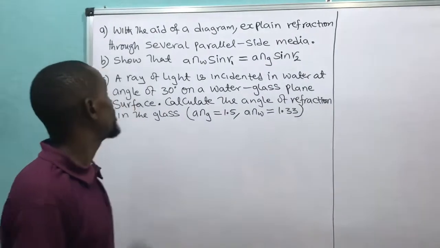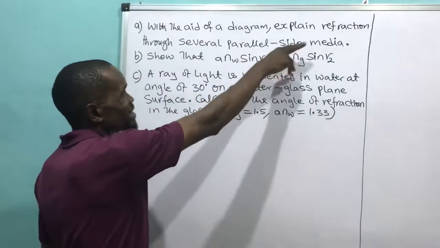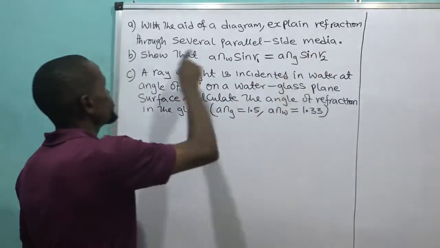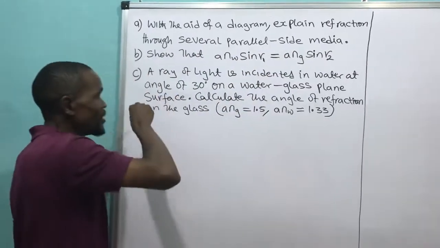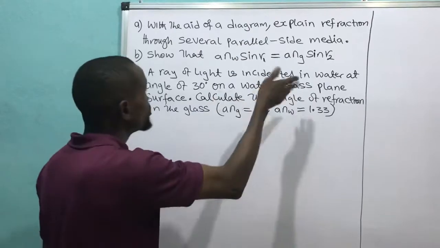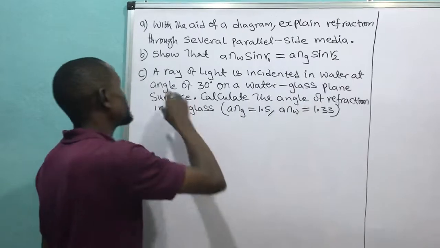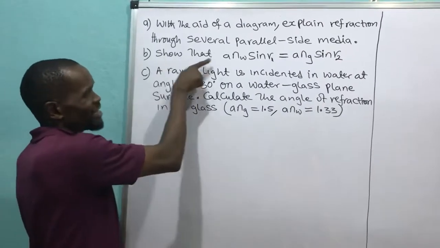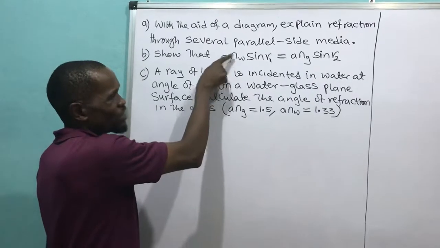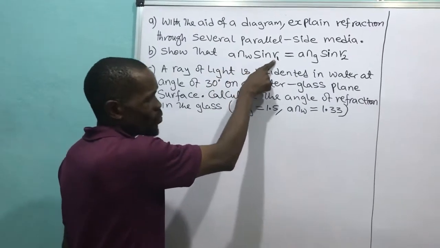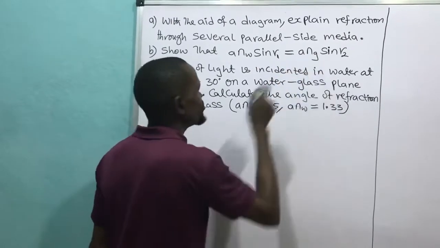What I have for you today is a question that said, with the aid of a diagram, explain refraction through several parallel sided media. We should explain the word refraction using what? Through what? Several what? Parallel sided media. The second question said, show that the refraction of air to water sine R1 is equal to the refraction of air to glass sine R2.